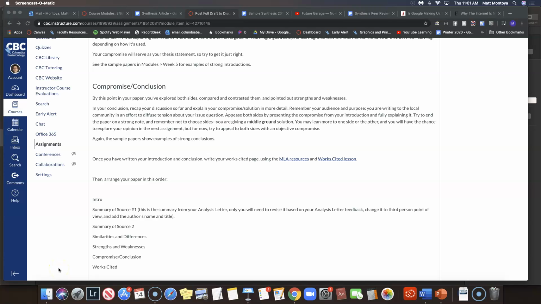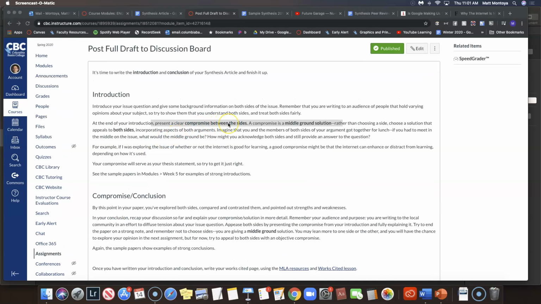And then your conclusion is probably the most important paragraph of your paper, because this is where you actually bring everything together and synthesize it. So remember what you've done so far. You've explored the issue from both sides. You've compared both sides. You've shown the strengths and weaknesses of both sides. Now we want the answer. What is the compromise to this issue? So you are taking the compromise presented in your introduction and explaining it fully.